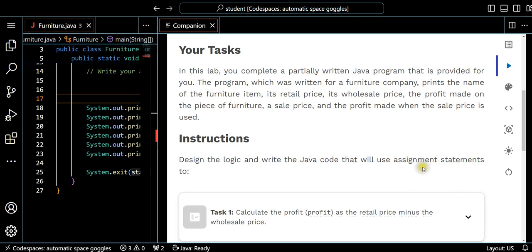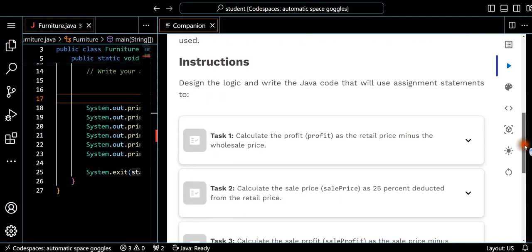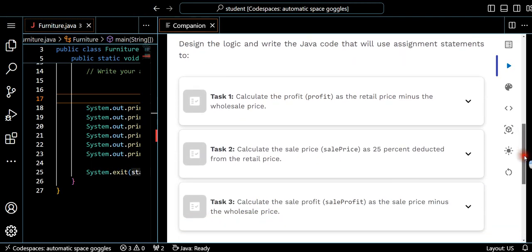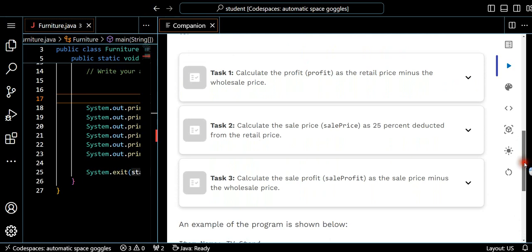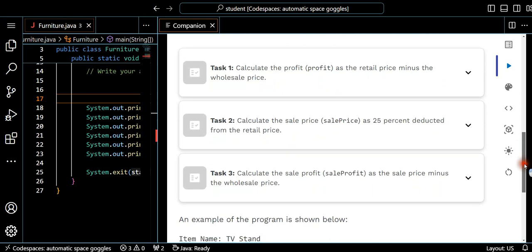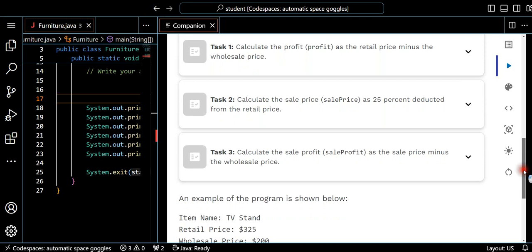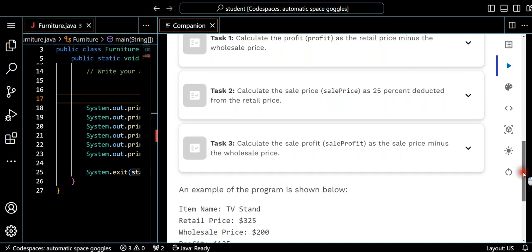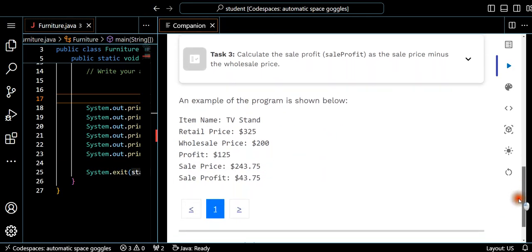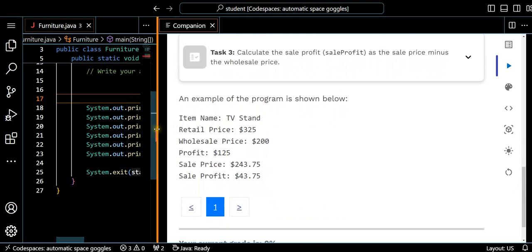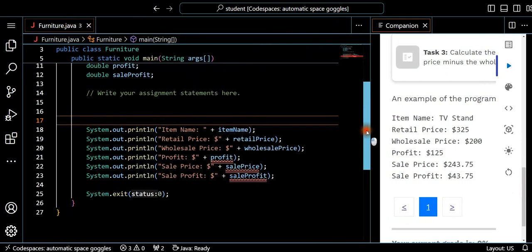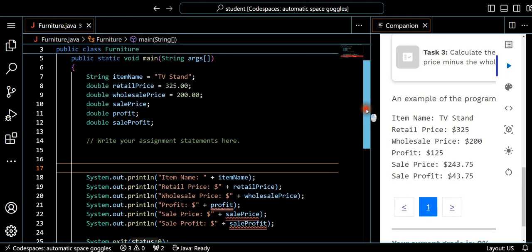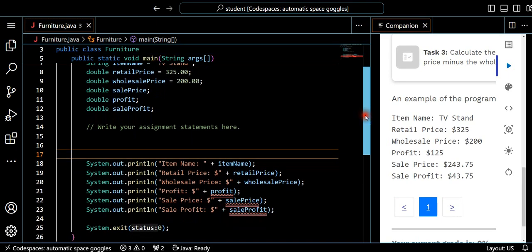Design the logic and write the Java code that will use assignment statements to task 1. Calculate the profit as the retail price minus the wholesale price. Calculate the sale price as the 25% deducted from the retail price, and calculate the sale profit as the sale price minus the wholesale price. And you should get this exact printout when you run the program. So let's go on over to it and let's look at it.